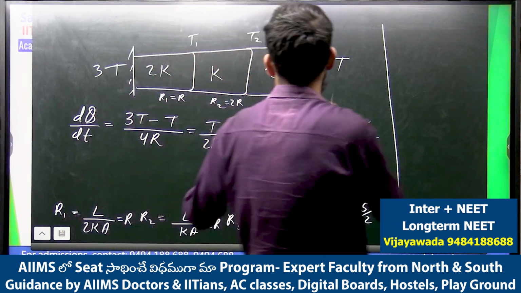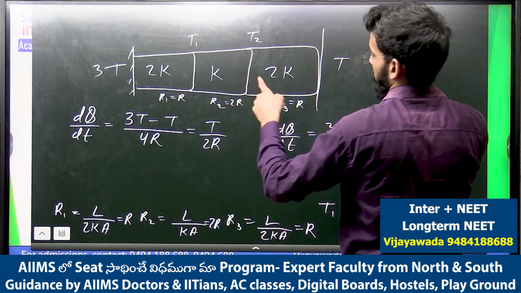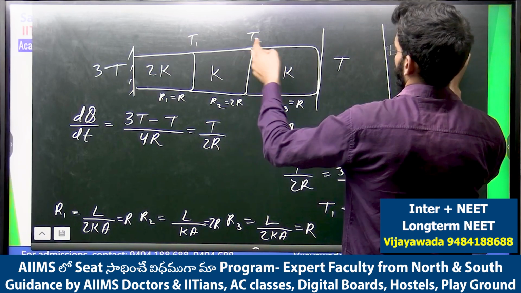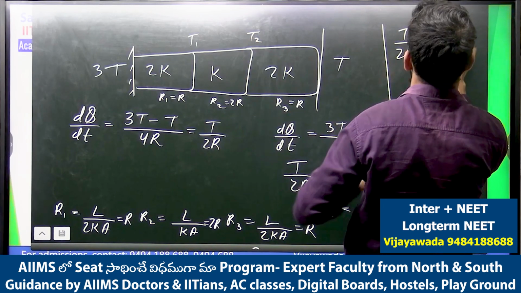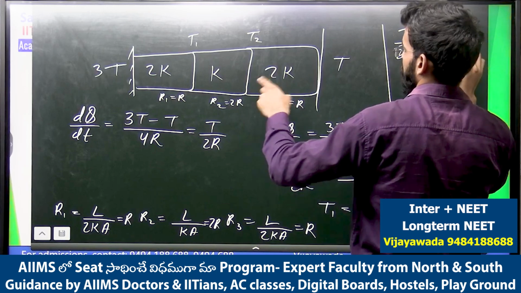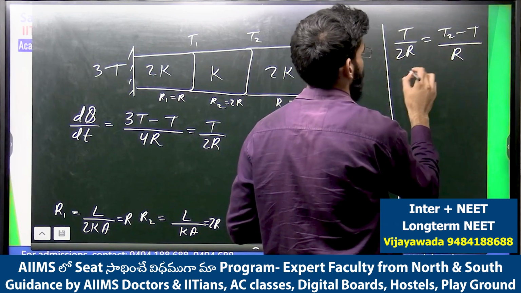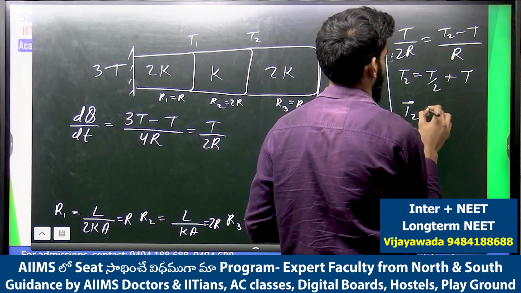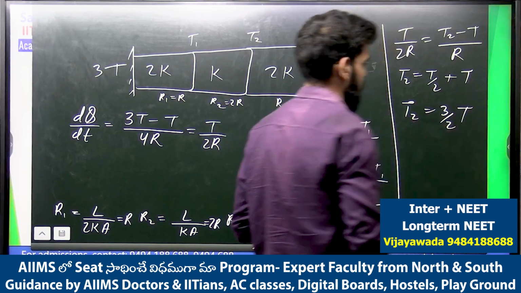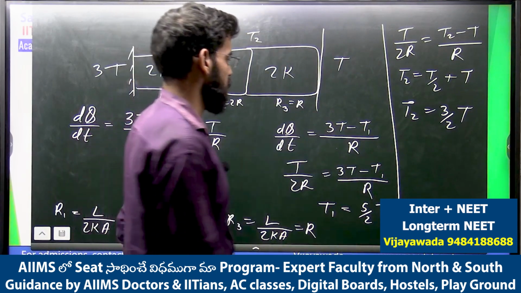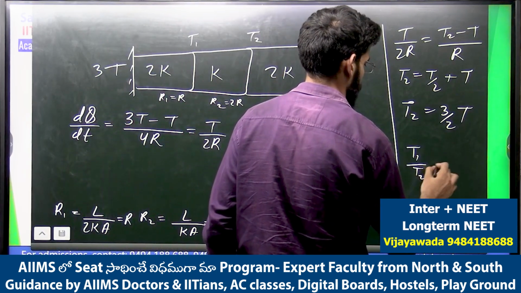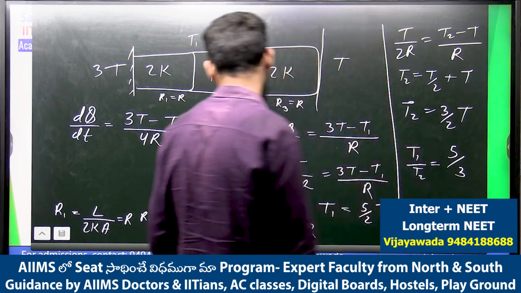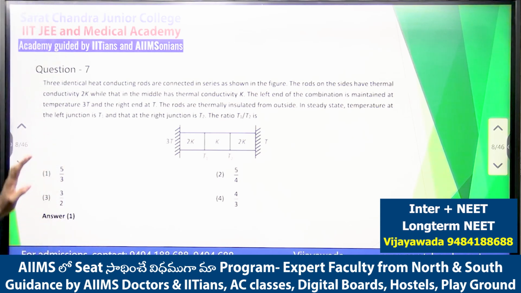T2 similarly, in this you write down the same dq by dt. What you will say here? Dq by dt, t by 2R, which is equal to, directly let me write down here. What you will write down? T2 is bigger, right? So t2 minus t divided by resistance is how much? R only. So from here I got T2 equals t by 2 plus t. So T2 is how much? 3 by 2 t. This is 5 by 2 t, this is 3 by 2 t. So T1 by T2, how much? 5 by 3. That's it. 5 by 3, first option answer.